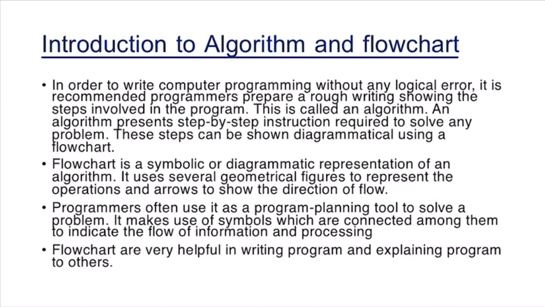What is a flowchart? A flowchart is a symbolic or diagrammatic representation of an algorithm. It uses several geometrical figures to represent the operations and arrows to show the direction of flow. Programmers often use it as a program planning tool to solve a problem. It makes use of symbols which are connected among themselves to indicate the flow of information and processing. Flowcharts are very helpful in writing programs and explaining programs to others.